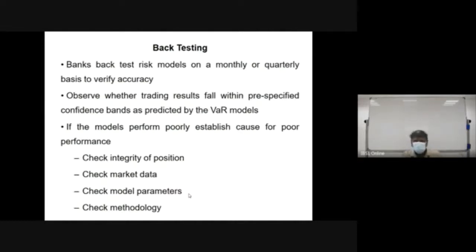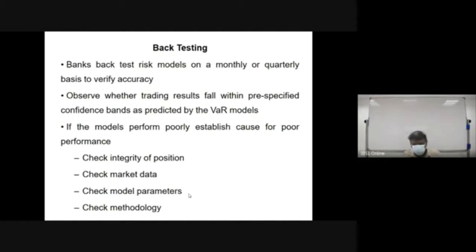Banks backtest risk models on a monthly or quarterly basis to verify accuracy. Observe whether trading results fall within the pre-specified confidence bands as predicted by the VAR models. If the models perform poorly, establish the cause for poor performance, so identify what the reason is. Check the integrity of the precision, market data, model parameters, and the methodology. Even certain parameters which you use in a model may not be valid at the moment, and you may need to add new parameters to the method.